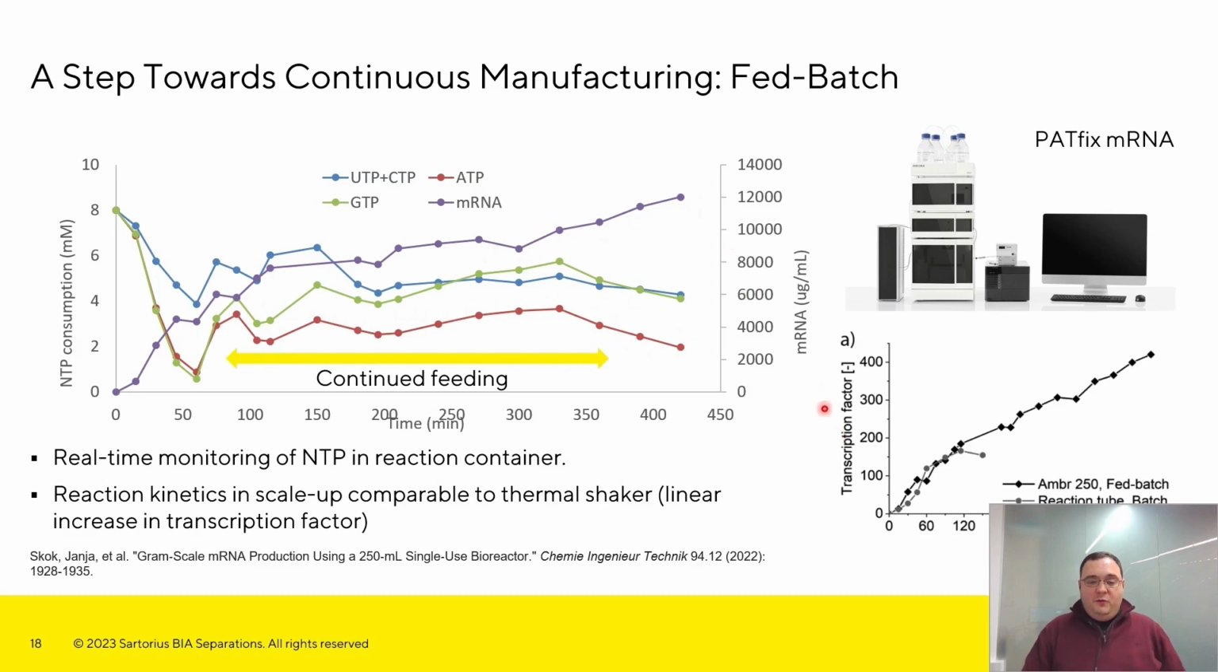The cool thing about using continuous feeding is that you utilize your capping reagent much better, you utilize your T7 polymerase much better, as well as your linear DNA template, as you can see here on this graph on the right. We've been able to reach a transcription factor of over 400, which basically allows you to utilize your pDNA template very efficiently. All of this, of course, is lowering your costs.